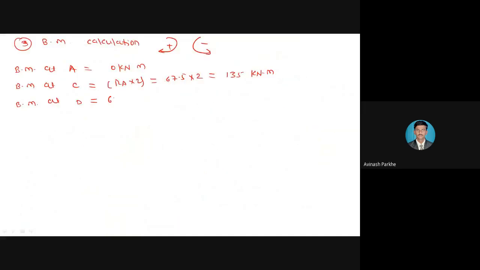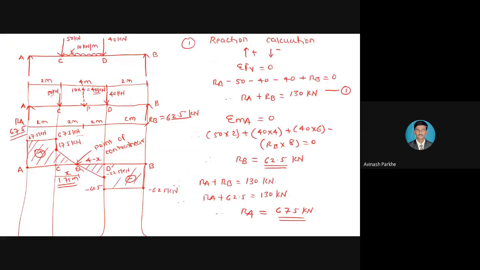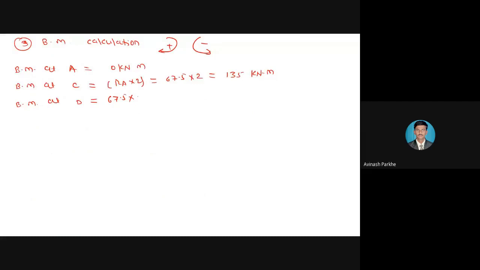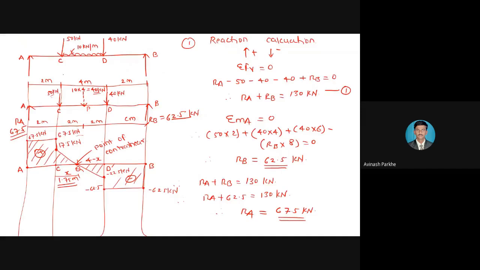RA means 67.5 into distance AD, 6.6 meter, correct? 6. This 50 kilonewton will be rotated in anti-clockwise direction.